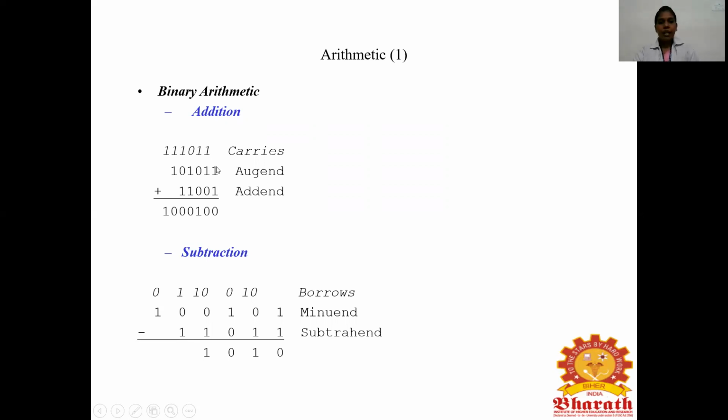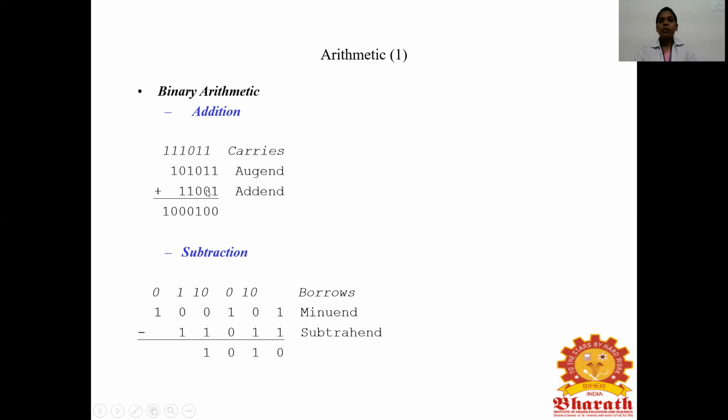First, starting from the least significant bit, 1 plus 1. When we add binary digits, 1 plus 1 is 0 and the carry is 1. It's like when we add 1 plus 1 in decimal, it is 2. What is the binary equivalent of 2? 1 0. So we put 0 here and 1 as a carry. Now 1 0 and the carry 1, so again we add 1 plus 1 plus 0.